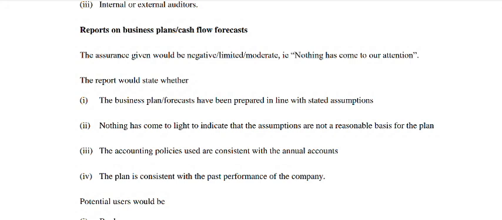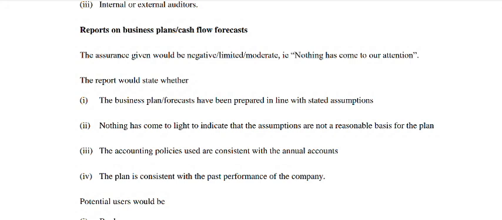Report on business plans or cash flow forecasts. The assurance given would be negative or limited or moderate, i.e. nothing has come to our attention. The report would state whether 1.